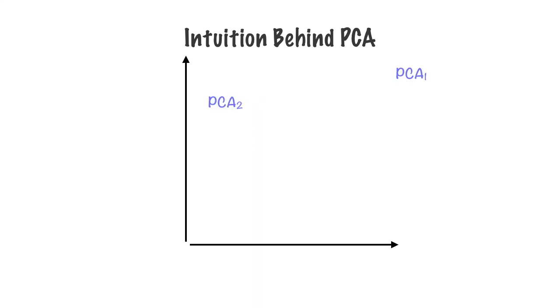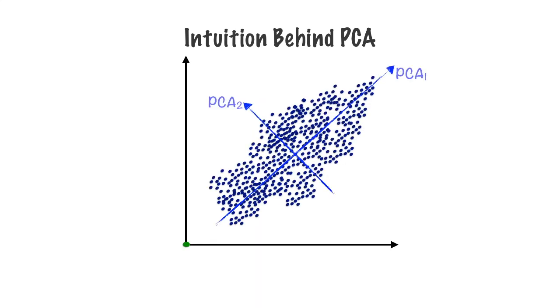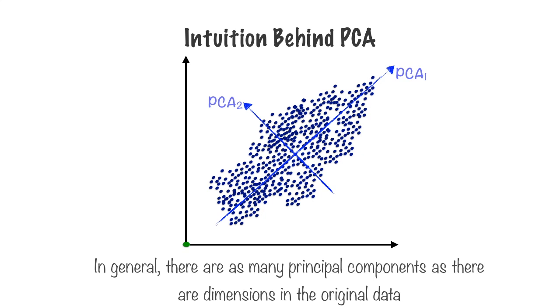The number of principal components that you require to express all the information in your underlying data is equal to the number of dimensions in your original data. You have as many principal components as there are dimensions in the original data. If the original data was 3D data, then you have three principal components. For n dimensional data, you have n principal components.